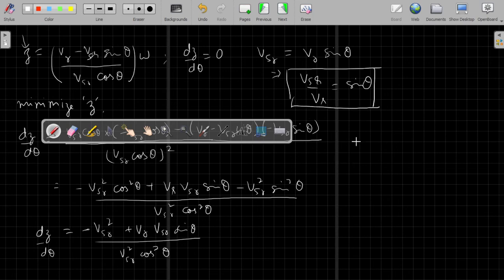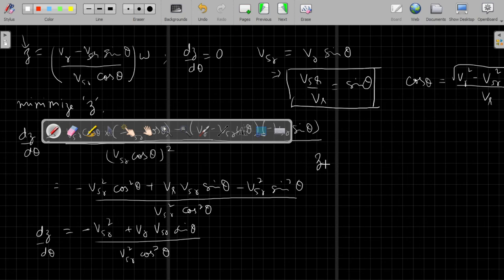So this is the trigonometric ratio sine theta. We can also get cos theta from this. So to get cos theta, we'll get VR squared minus VSR squared divided by VR, under a square root.